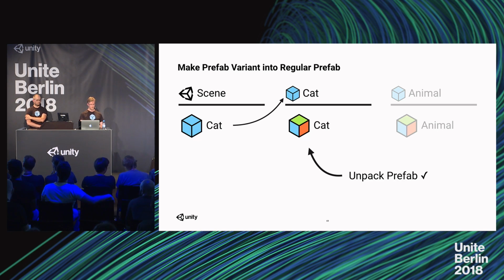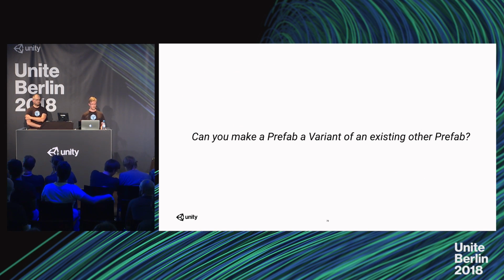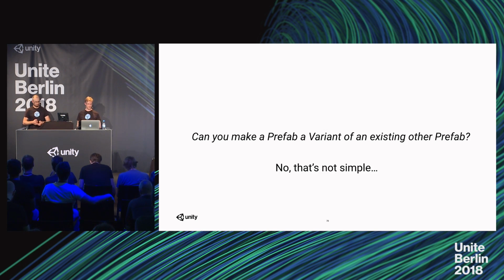So maybe you are thinking, can you make a prefab become a variant of an existing other prefab? And unfortunately, the answer is no, that would not be simple. Because a variant is just an instance of another prefab plus some overrides. If you wanted to make an existing prefab a variant of a completely unrelated prefab, then you would sort of have to replace something rather than just change the status of objects.